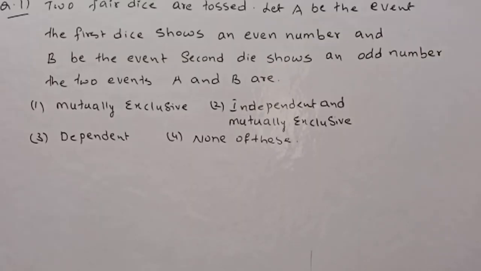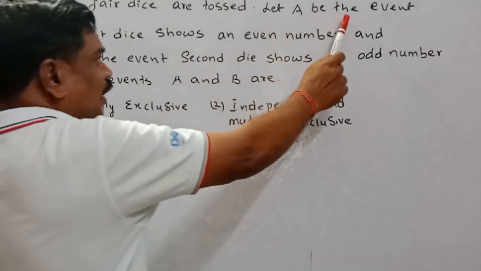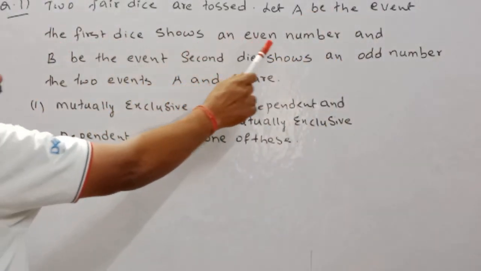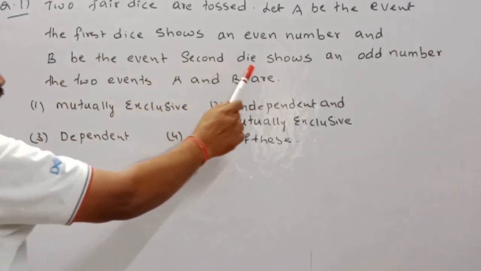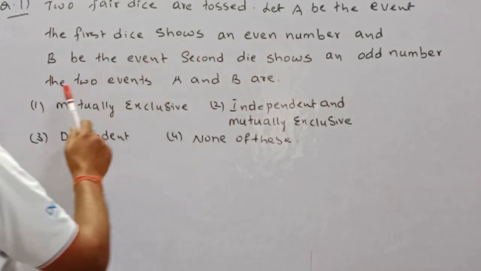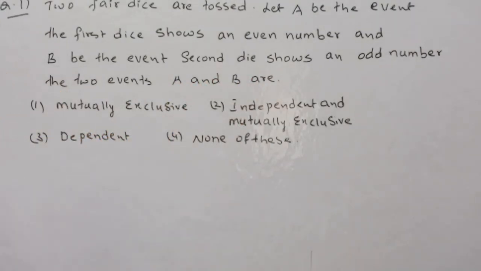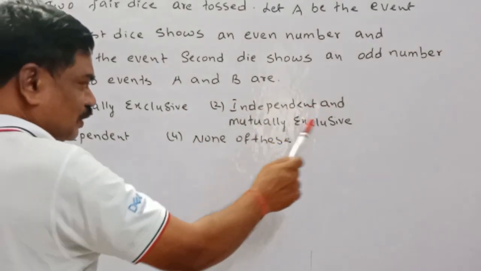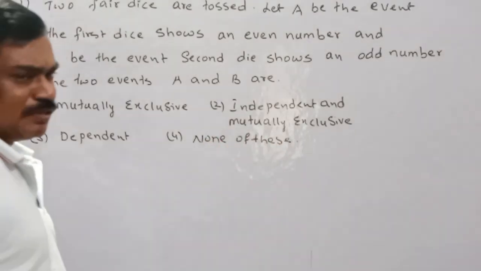Here we have one problem on probability. Two fair dice are tossed. Let A be the event the first die shows an even number, and B be the event the second die shows an odd number. The two events A and B are: mutually exclusive, independent and mutually exclusive, dependent, none of these.